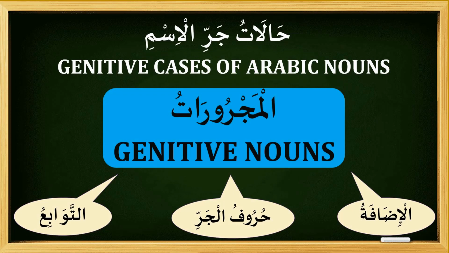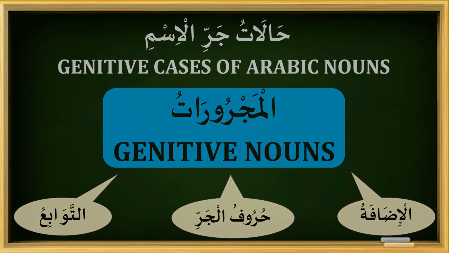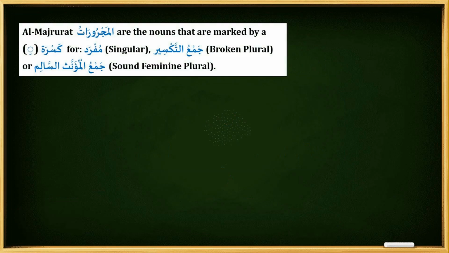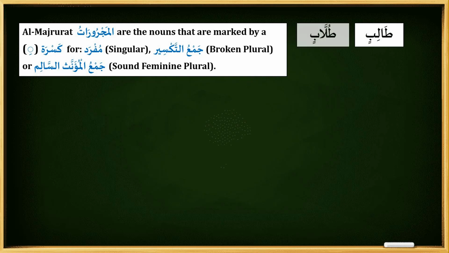In our previous lesson we learned al-mansubat, accusative nouns, and today we are going to learn al-majrurat, genitive nouns inshallah. Al-majrurat are the nouns that are marked by a kasra for mufrad, singular, and jam'u taksir, broken plural, or jam'ul muannath salim, sound feminine plural. Example: talibin for singular, tullabin jam'u taksir, broken plural, and talibatin for jam'ul muannath salim, sound feminine plural.